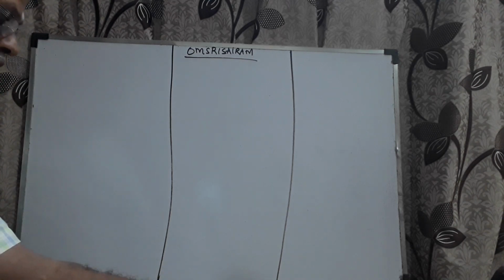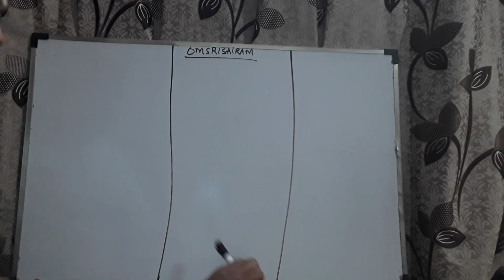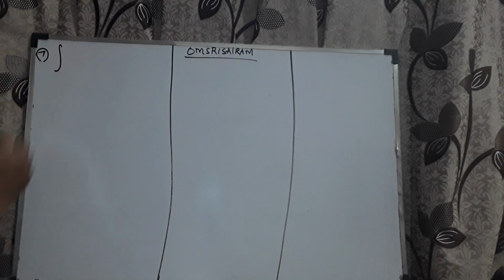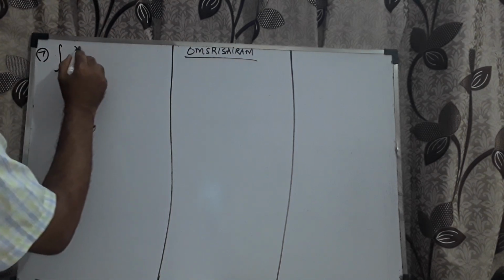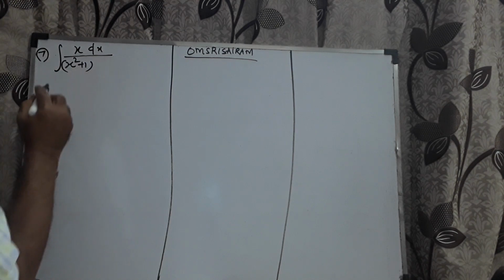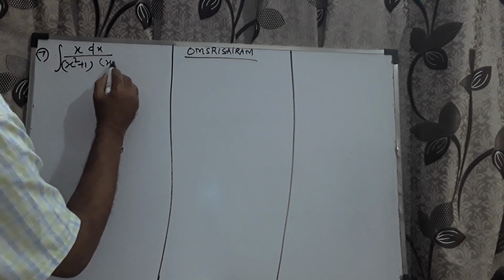In this particular video presentation, we'll continue with the remaining problems on exercise 7.5 on integration from NCERT textbook. The first problem meant for today goes like this. Integral x dx divided by x square plus 1 into x minus 1.